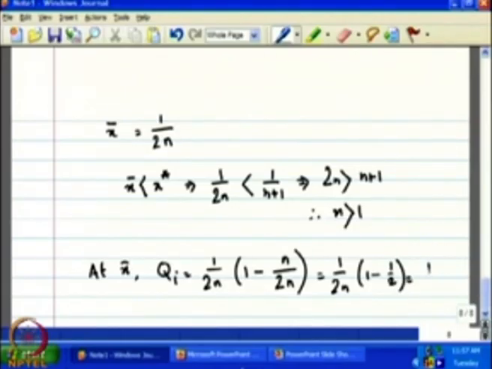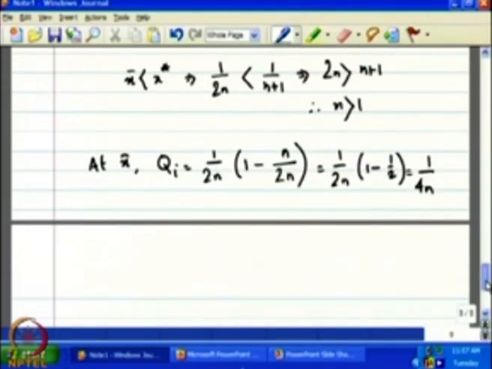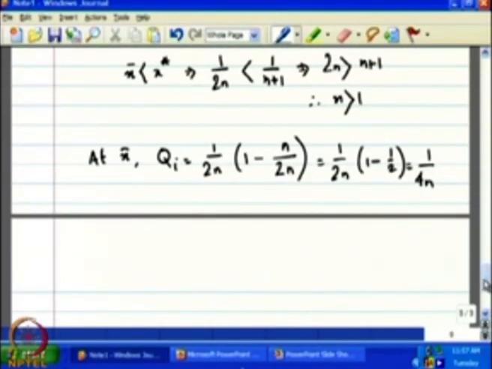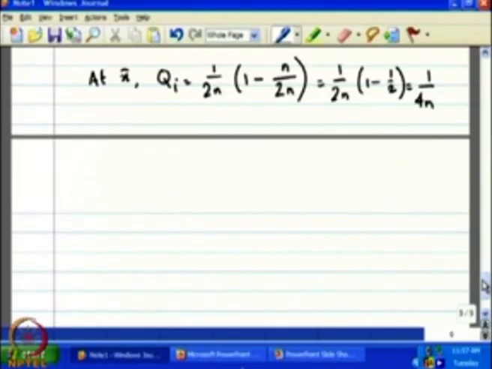Which is equal to 1 divided by 4n. So, the output level in this new set of resource use, that is 1 divided by 2n, is 1 divided by 4n. The question is, is 1 divided by 4n greater than the output level that they were achieving before, which is 1 divided by (n plus 1) whole square? Is this true?